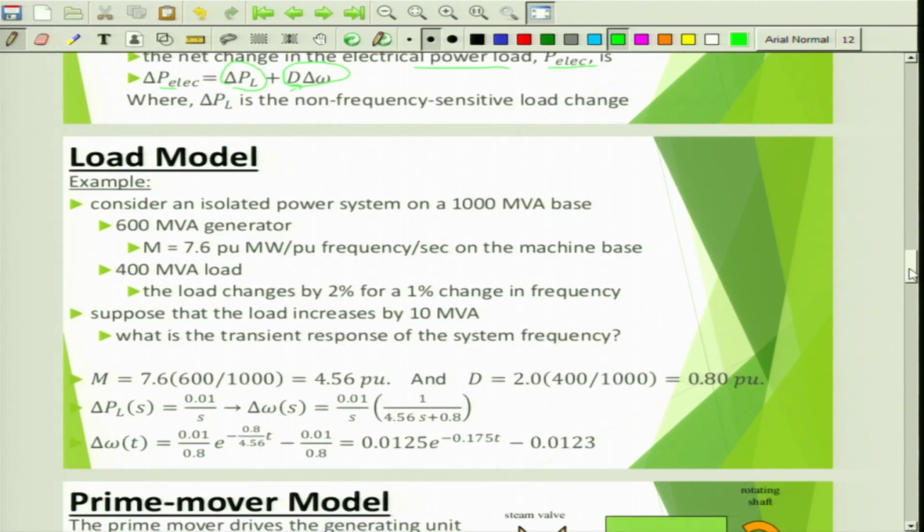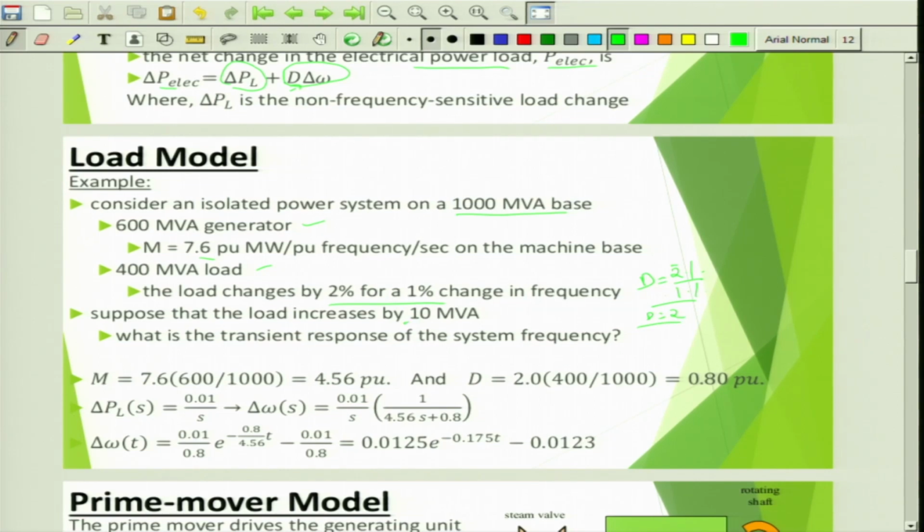So let us take an example. Consider an isolated power system on a 1000 MVA base. A 600 MVA generator is considered, where the inertia M is 7.6 per unit megawatt per unit frequency per second on the machine base, and 400 MVA is the load which is considered. The load changes by 2% for a 1% change in frequency. So here we are getting an idea about what D is. D is equal to 2% by 1% change in load with respect to change in frequency. So D is equal to 2 basically.